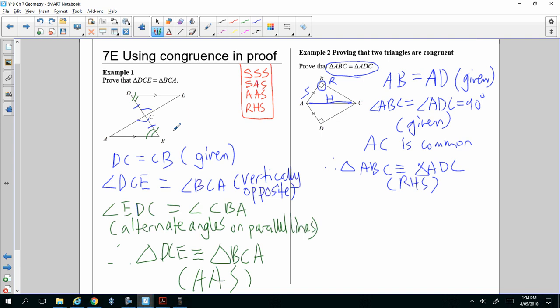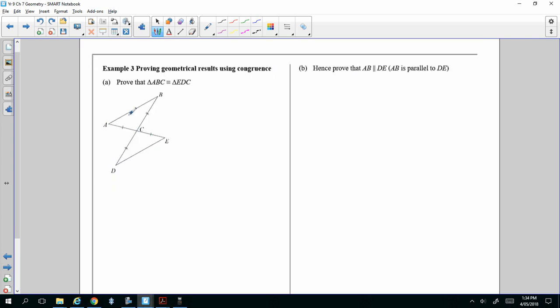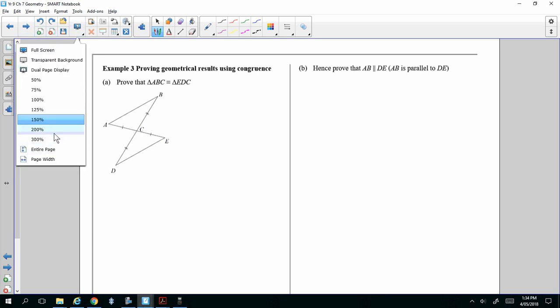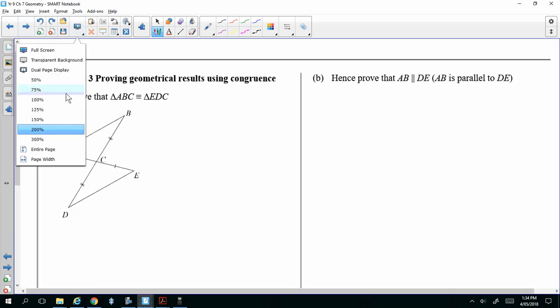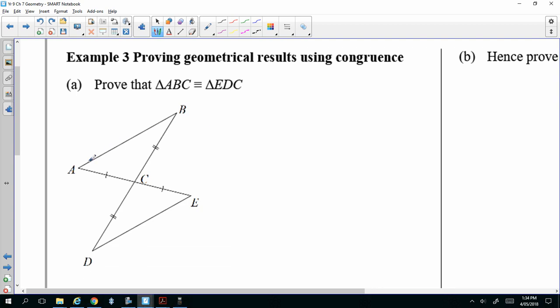Right, we've got one more page, page 11, then you can start the exercise after this. Okay, let's move on to the next page. Right, done. Okay, next one, let's look at this triangle. So there are two triangles, ABC and EDC. Okay, now we have to prove they're congruent.